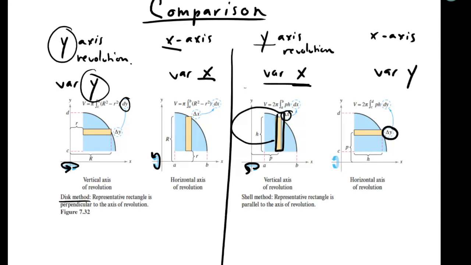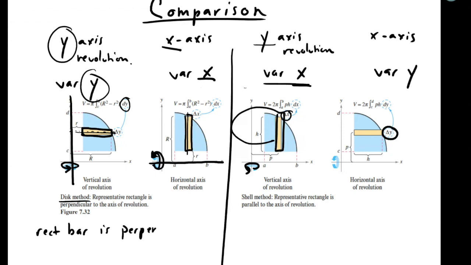Another way to think about it is your rectangular bars. Notice if I'm going around the y-axis on the shell method, my rectangular bar is perpendicular, right? If I'm going around the x-axis, again, my rectangular bar is perpendicular. So the rectangular bar is perpendicular to your axis of rotation.